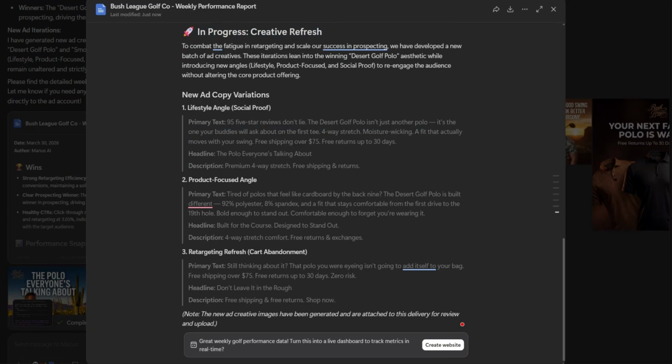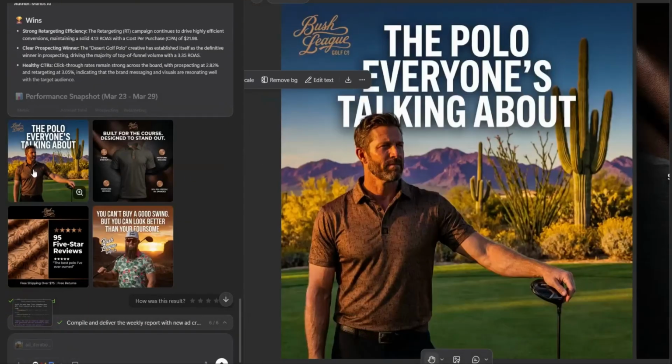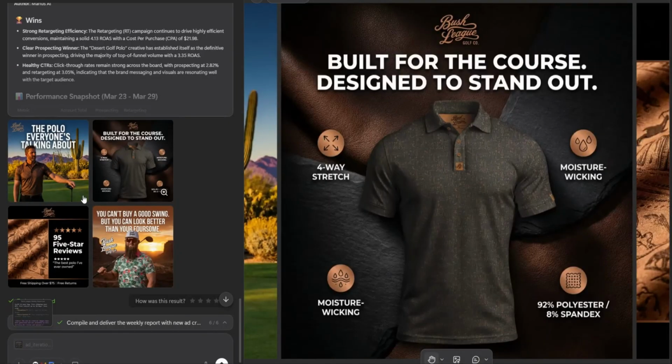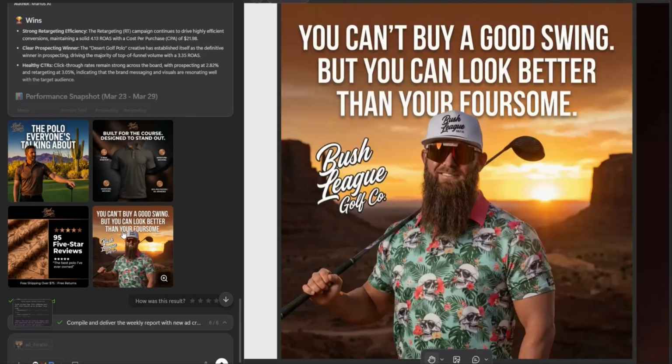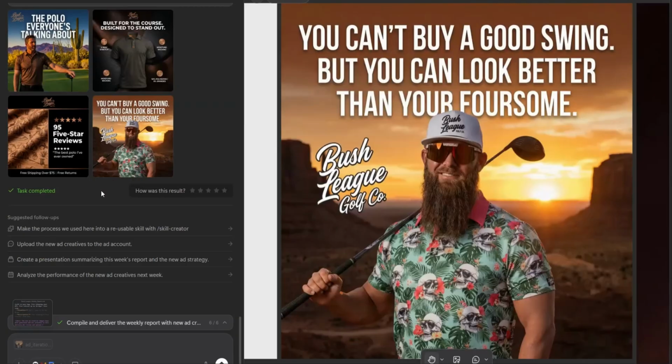Gives us new ad copy variations that we can use based upon winners that are going right now, then generated us these images that again are on brand, uses actual people from the website, the actual founder, that we can plug in right away and save days.